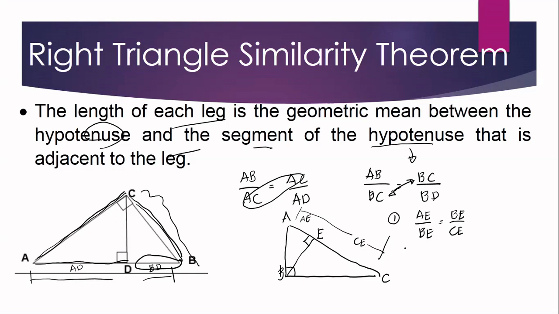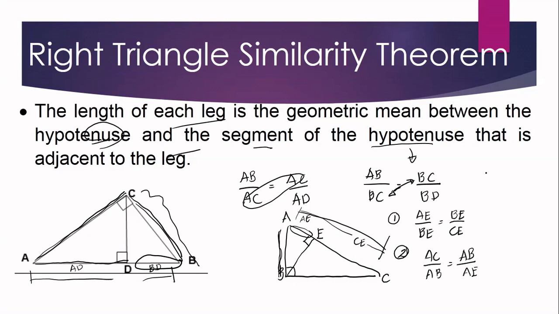Now, how about the legs? Let us have AB. This is one leg. Paano natin kukunin ang AB? Sabi, the leg is the geometric mean. So, geometric mean daw yan. Lagyan natin dito kasi geometric mean. Geometric mean between what? Between the hypotenuse. What is our hypotenuse? Itong buo. So, that is AC. And hypotenuse, a segment of hypotenuse adjacent to the leg. Our leg is AB and adjacent to AB is AE. So, let us have here AE.